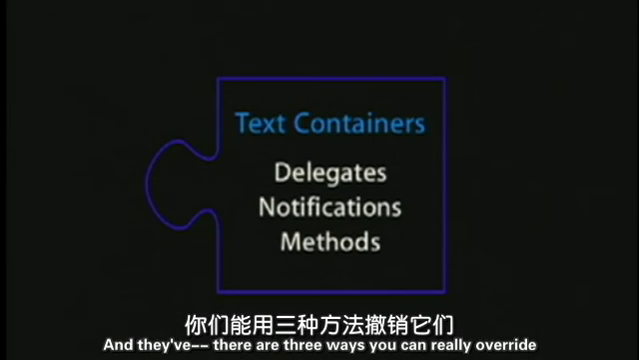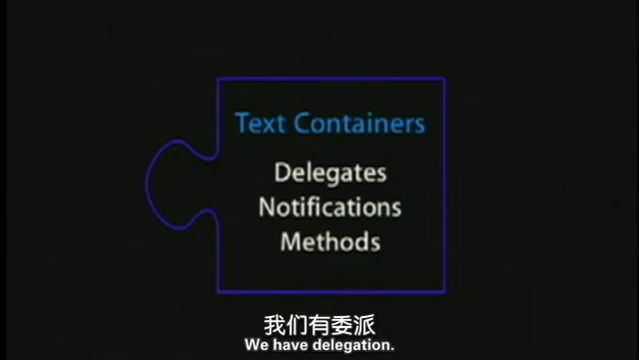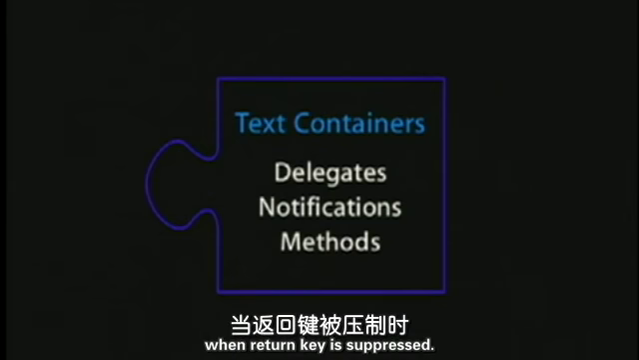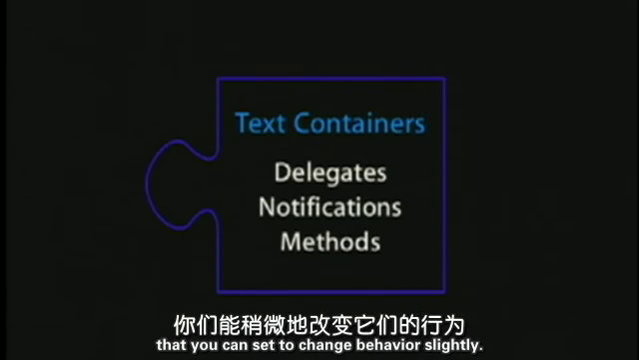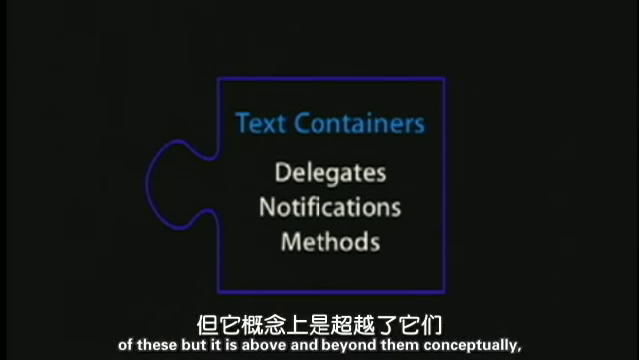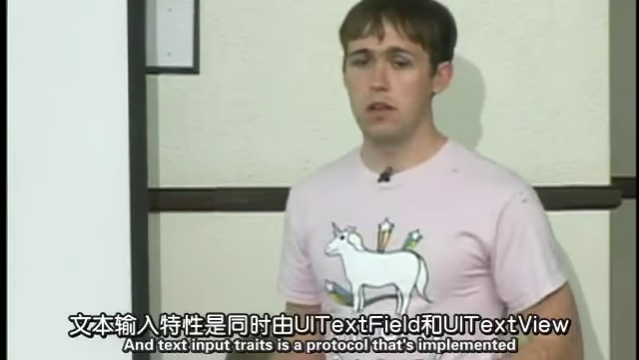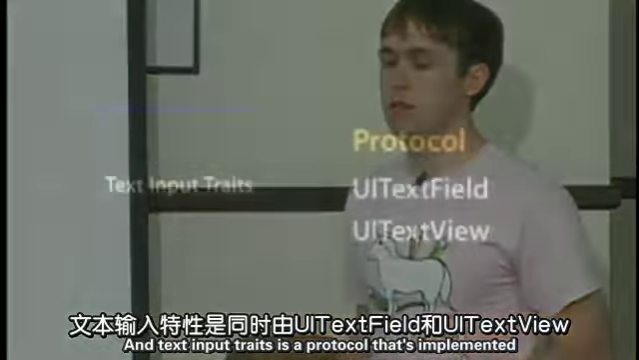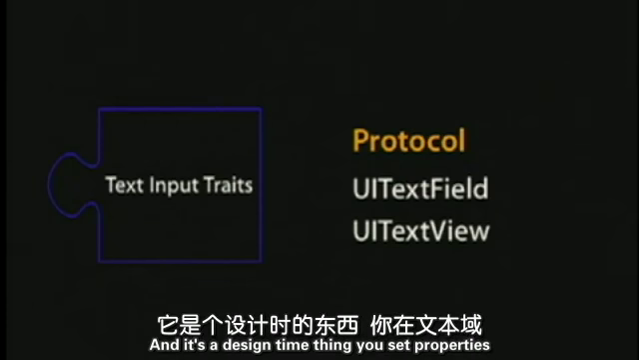And there are three ways you can really override them that should be familiar Cocoa patterns. We have delegation. We have notifications, for instance, when a return key is pressed. And we have methods and properties on the text views that you can set to change behavior slightly. Now, there's sort of an additional concept that is comprised of these, but is above and beyond them conceptually, which is text input traits. And text input traits is a protocol that's implemented by both UITextField and UITextView. And it's a design time thing.